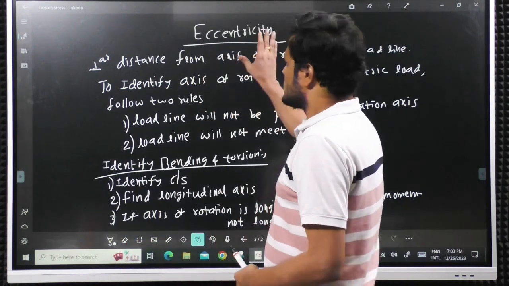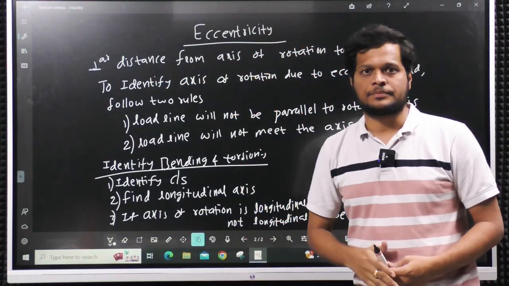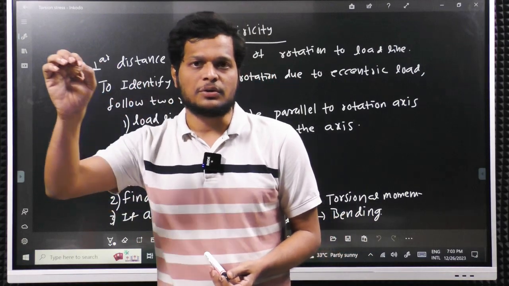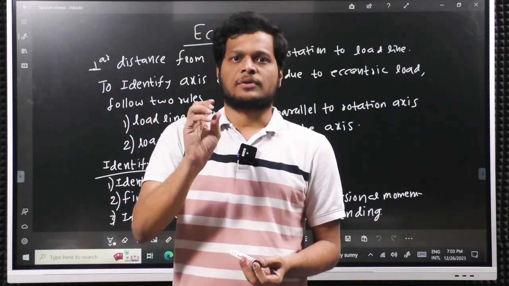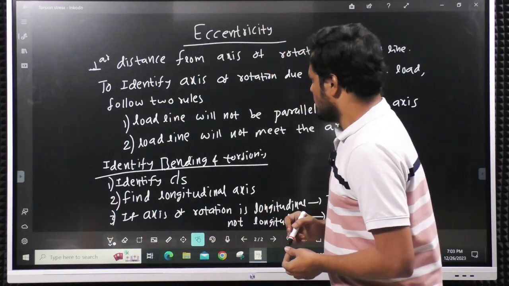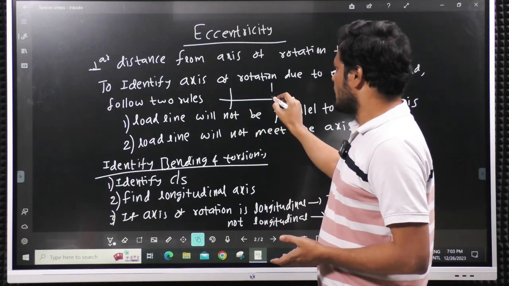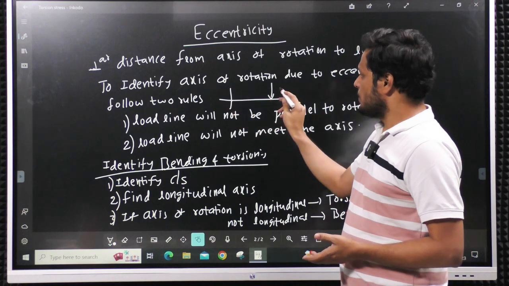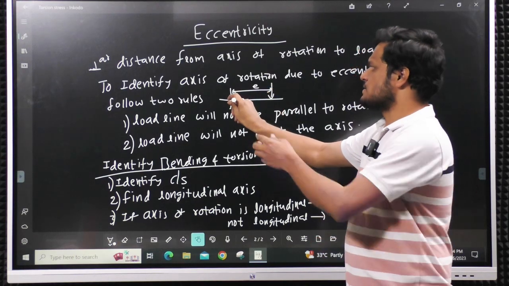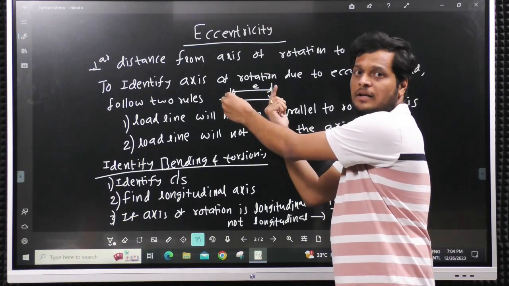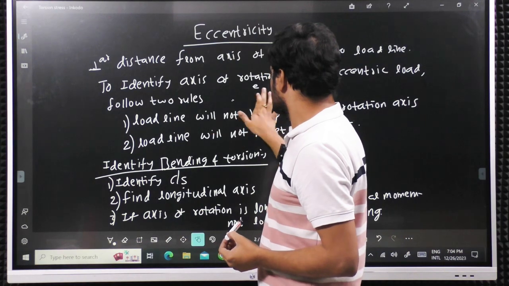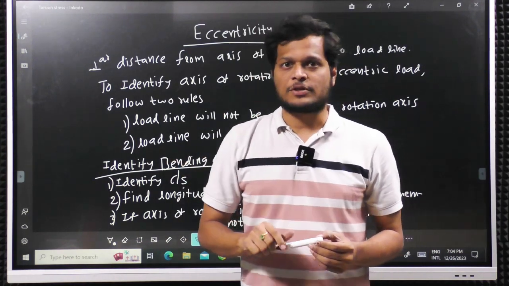So first, what is eccentricity? Because of the load it is creating a moment. What is moment? Force into perpendicular distance to the axis. That perpendicular distance is known as eccentricity. Now I have two axes here, and I am applying a load. Because of this load, if I see the distance E from this axis and the same distance E from this axis as well, about which axis exactly am I applying? From both axes it looks like a perpendicular distance.